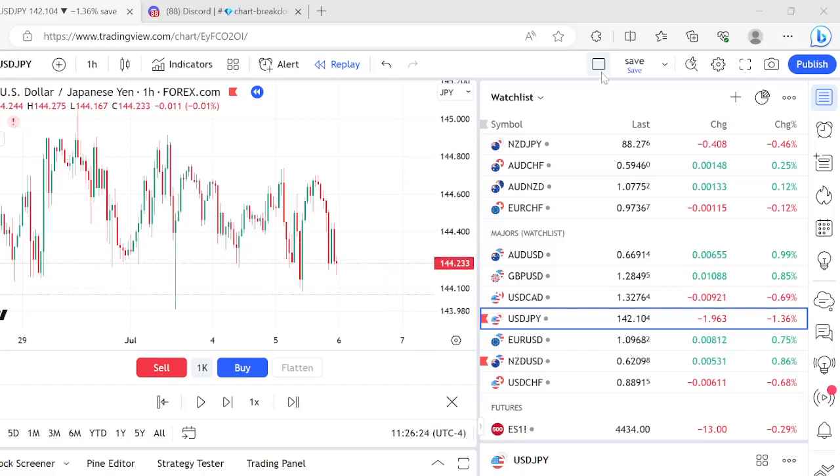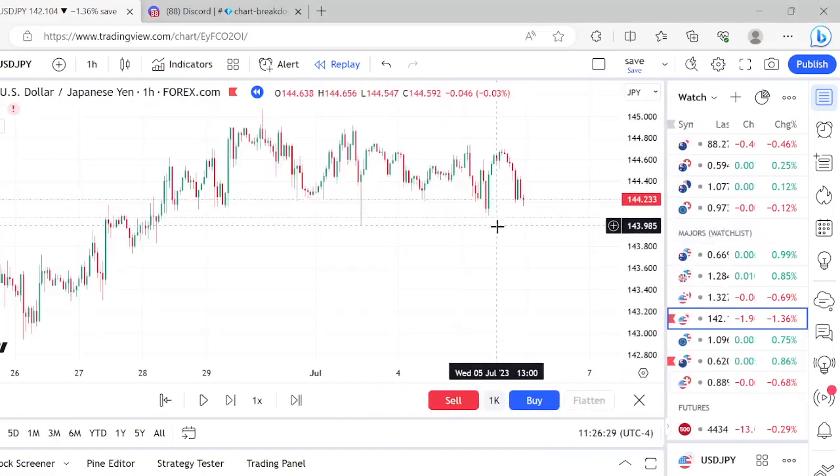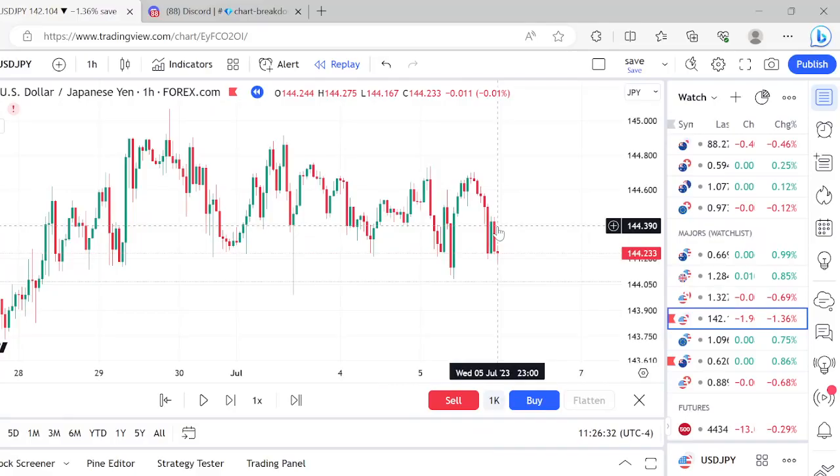All right, so I'm gonna give you guys another example of what a Judas swing looks like. I had an individual in chat the other day who said he would like another video on Judas swings to understand it a little bit more. So that's what we're going to cover in this video.